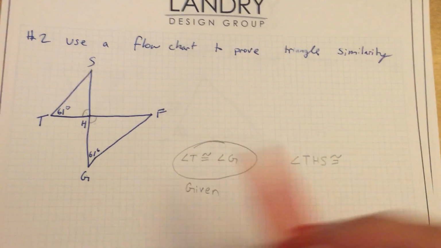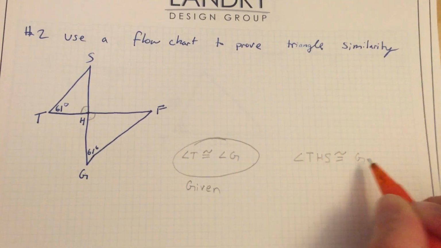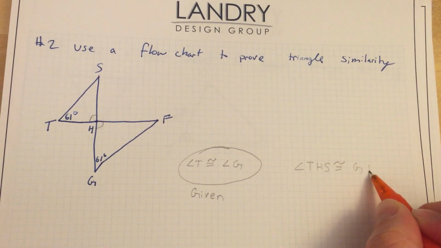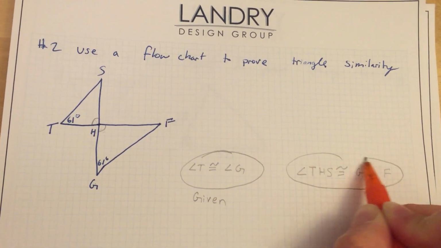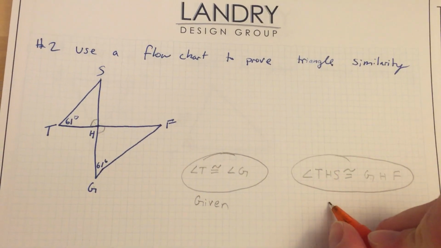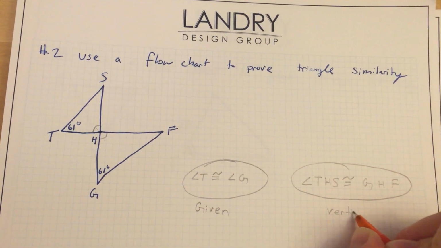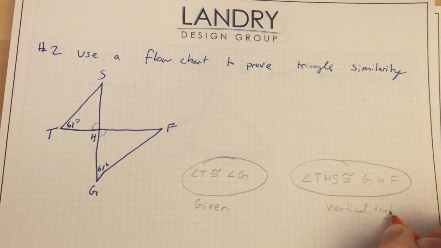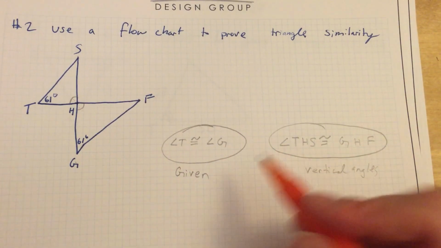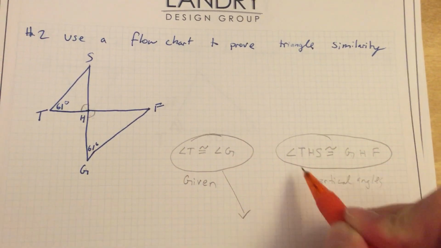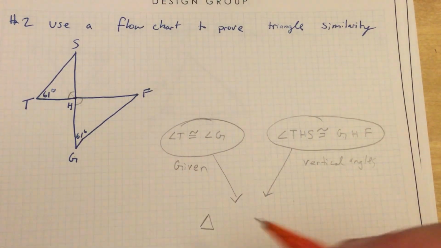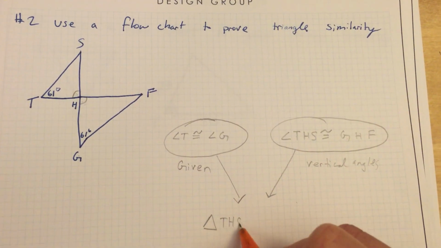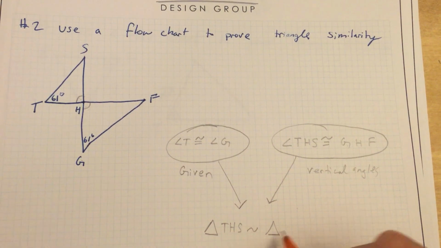is congruent. I'll start with G for that one because, again, the letters have to match up. So GHF, these are congruent. Why are they congruent? They are based on vertical angles. They're vertical angles. All right, so angles, angles. Draw my little arrows. And now I can write my statement that this triangle, THS, is congruent to triangle G.